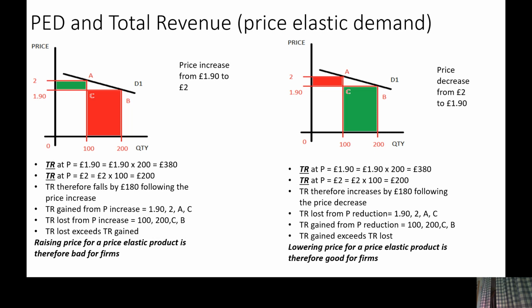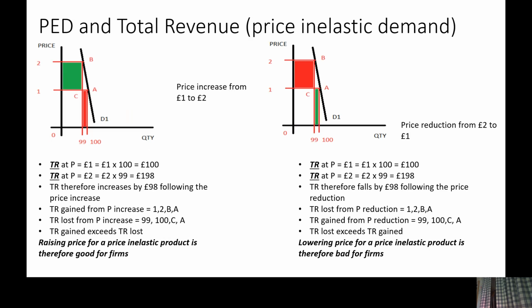In the right-hand side diagram, we're looking at this in reverse. This small reduction in price leads to a massive increase in demand, and we gain the green revenue area, but lose the red. So what we would say for a firm with a price elastic demand is, you should be looking to lower the selling price. It will increase revenue.